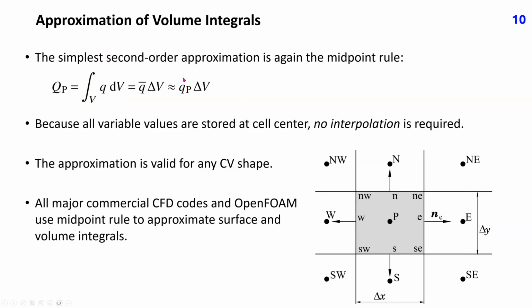The cell center value of function to be integrated over the cell volume, here denoted by Qp, is assumed to represent the mean value of Q over the volume, which is where the approximation comes from. The approximation is exact for a linear variation of Q over the cell volume. Because all variables are computed and stored at the cell center, no interpolation is needed. The approximation is also valid for any polyhedral shape of the control volume. All major commercial CFD codes and OpenFOAM use midpoint rule to approximate surface and volume integrals.